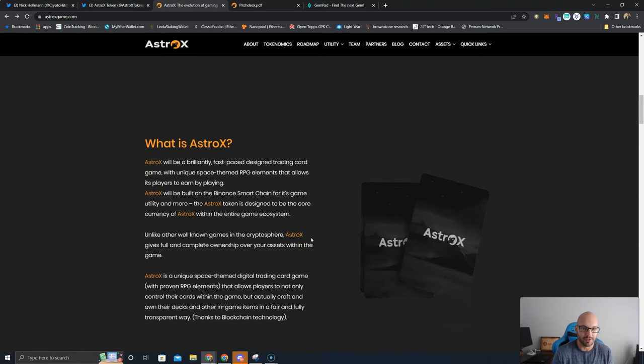AstroX will be a brilliantly fast-paced design trading card game with unique space-themed RPG elements that allows its players to earn by playing. I'm thinking Hearthstone, but with a space theme. Hearthstone, if you don't know what it is, is a very competitive and very popular current non-crypto game. It looks like they're making their own game. Fast pace is the way you want it with these card games, but digital card games do work, and that's what also caught my eye here. AstroX will be built on the Binance Smart Chain for its game utility and more. The AstroX token is designed to be the core currency of AstroX within the entire game ecosystem.